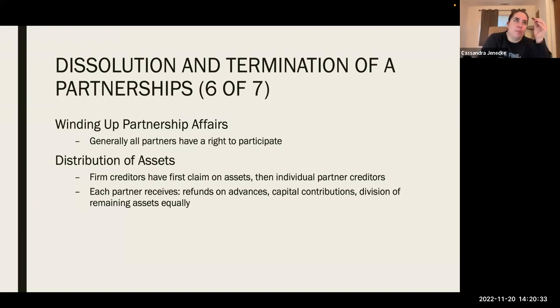And much like a bankruptcy and probably also like a divorce, right? Creditors have first claim on all the partnership assets, and then the individual partners' creditors have a stab at the firm's assets. And then each partner is going to receive refunds on any advances that they gave to the partnership. They're going to get back any capital contributions that they gave to the partnership. And then they're going to divide the remaining assets equally amongst all the partners. You may be shocked, but once we're at the dissolution phase, it is pretty rare for us to get to a point where the partners get something back, but not unheard of. Can be done.